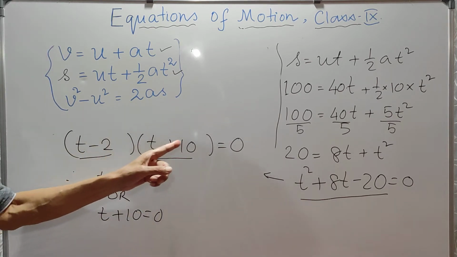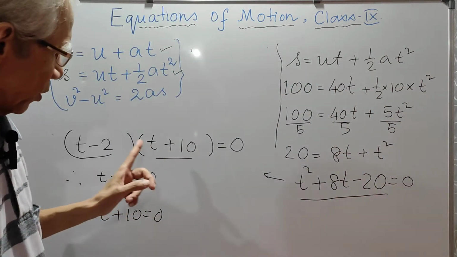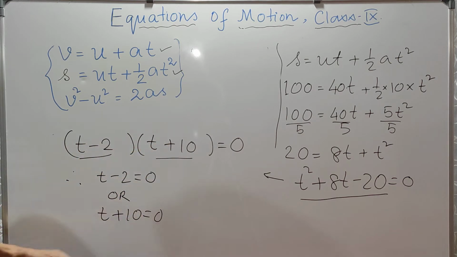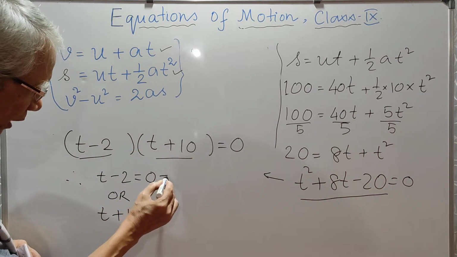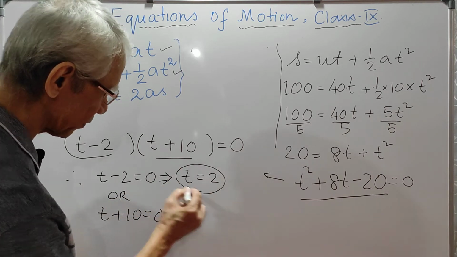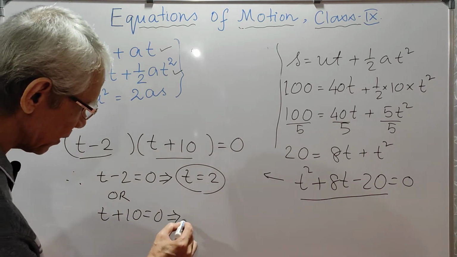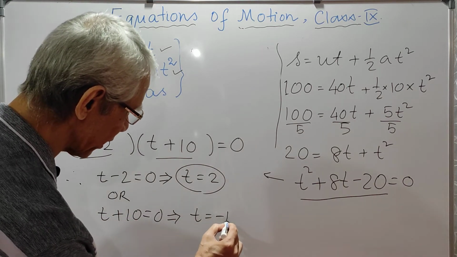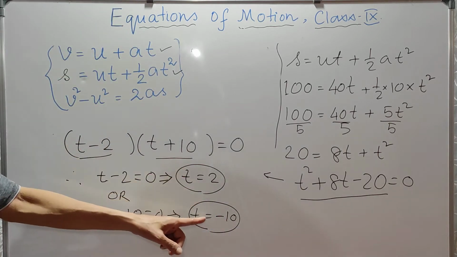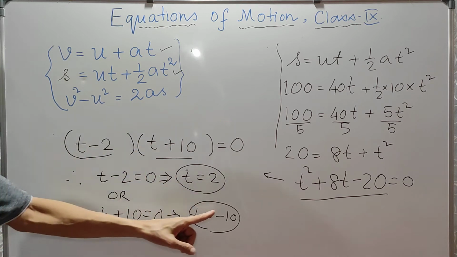When the product of two things is 0, one of them must be 0. So this into this equal to 0, therefore either this is 0 or this is 0. If this is 0, what do we get? t equal to 2. And if this is 0, t plus 10 is 0, what do we get? t equal to minus 10. So we get two values of t. If this is 0, then t equal to 2, and if this is 0, t equal to minus 10.